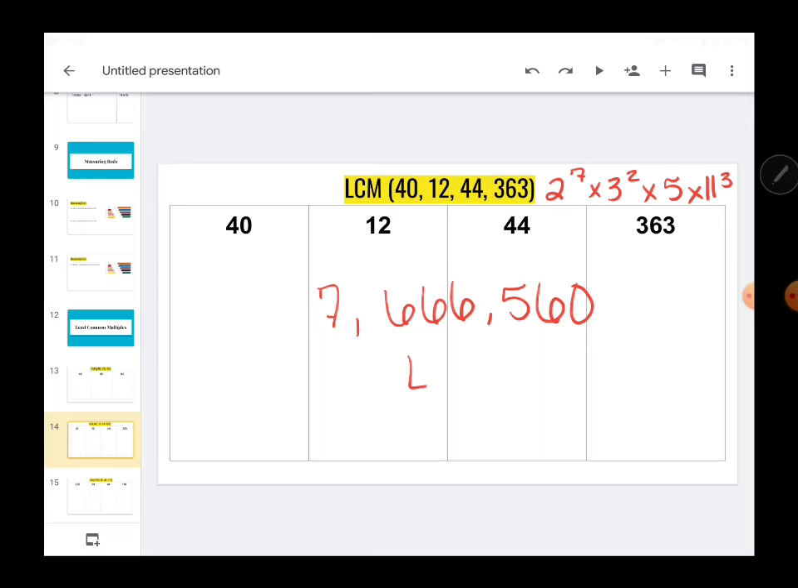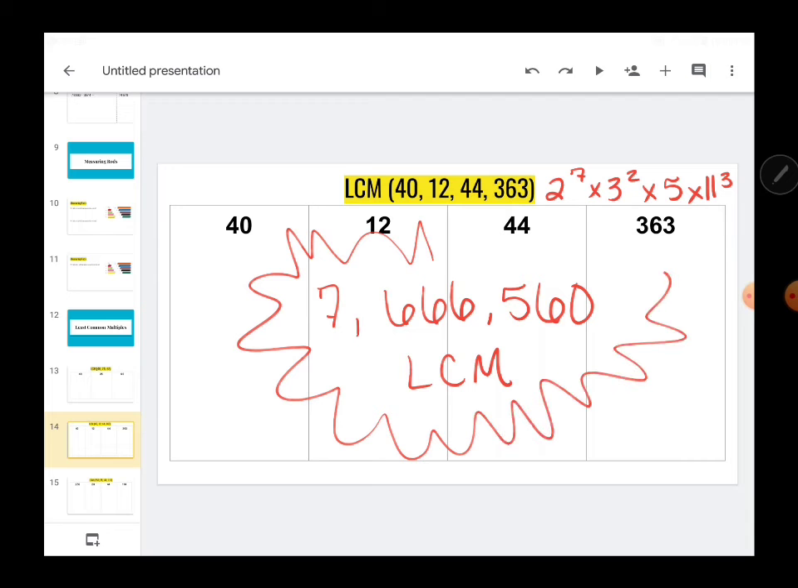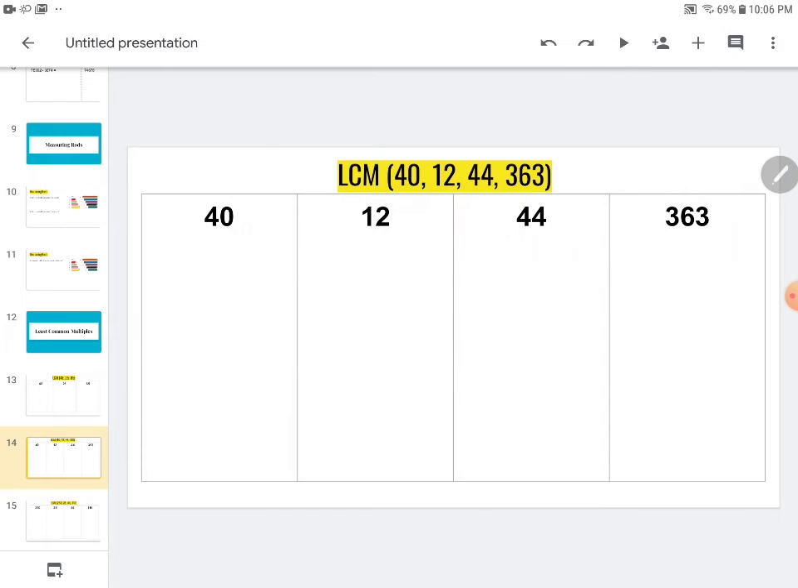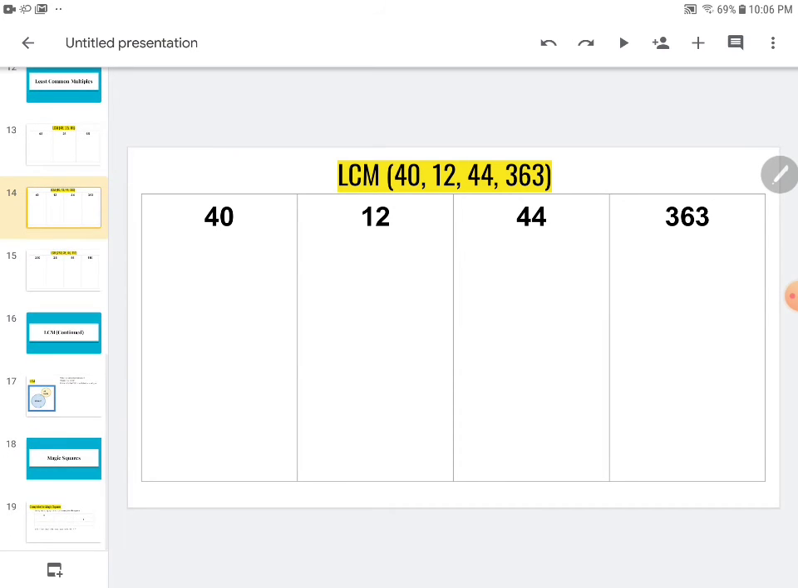7,666,560, which will be the least common multiple. And we'll just do our jagged edges around here. So that's going to be our least common multiple. They're actually really not too hard. They're pretty easy to follow along with. We'll do another example here.